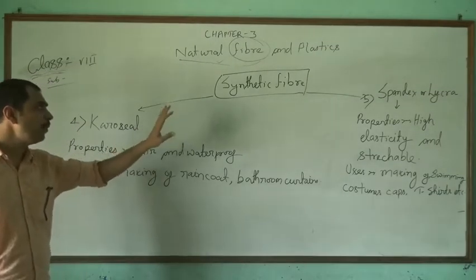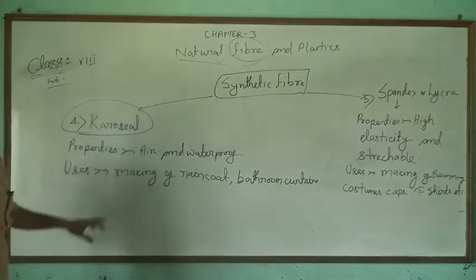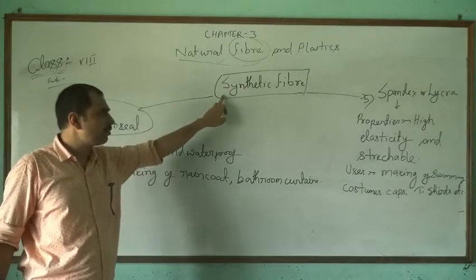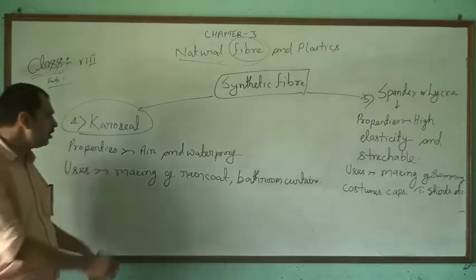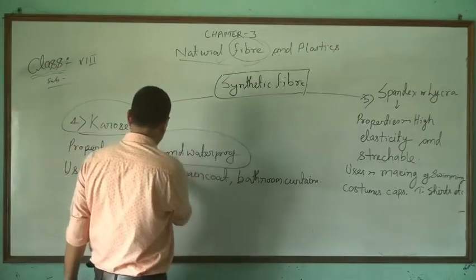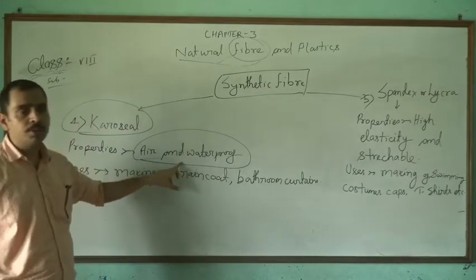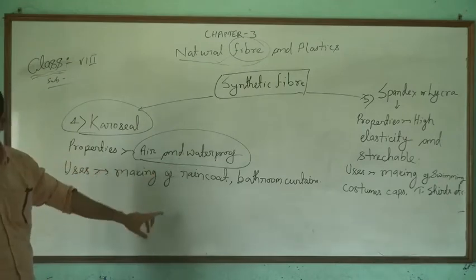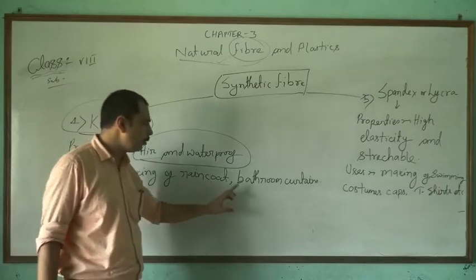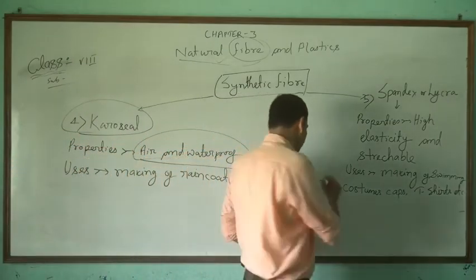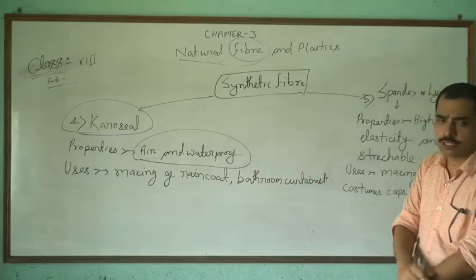The fourth example is Teflon. Teflon is a synthetic fiber. The property of Teflon is that it is air and water proof. This property itself depicts its use. We can guess what its use is. It is used for making raincoats, bathroom curtains, etc. These are the common uses.